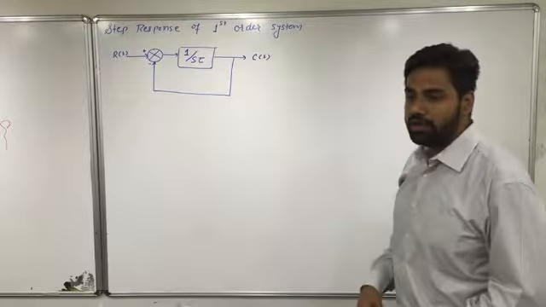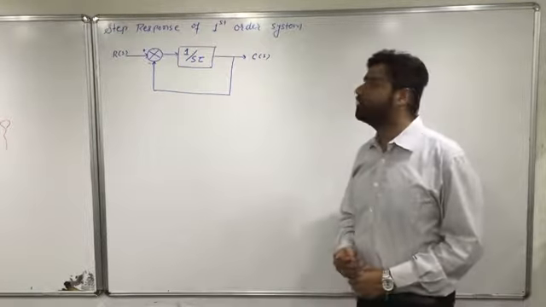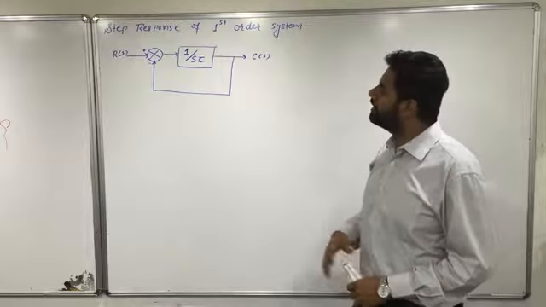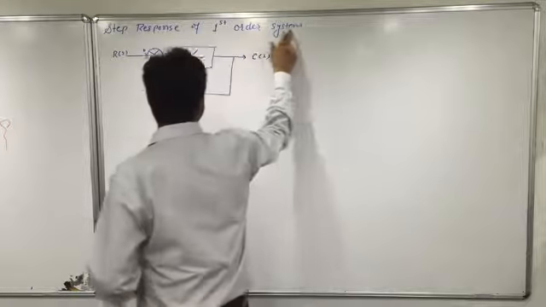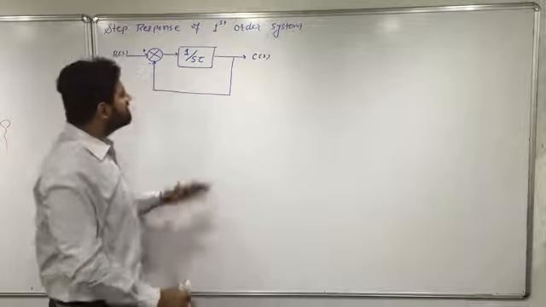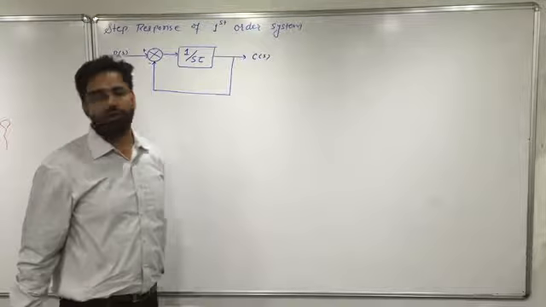Hi, so we have understood how exactly test signals are working. Now here we will be learning the step response of a first order system. And this is the basic block diagram of that particular thing.